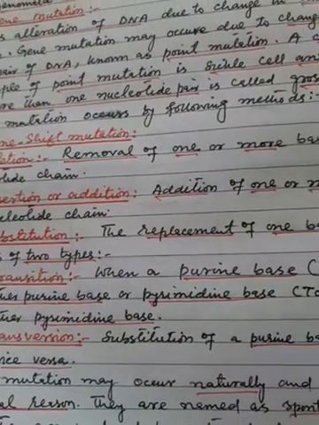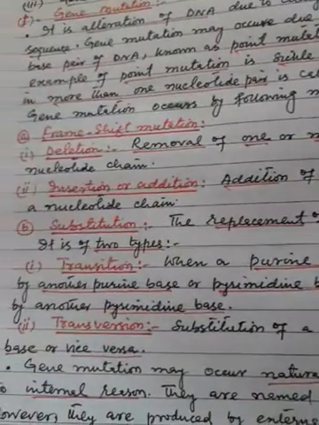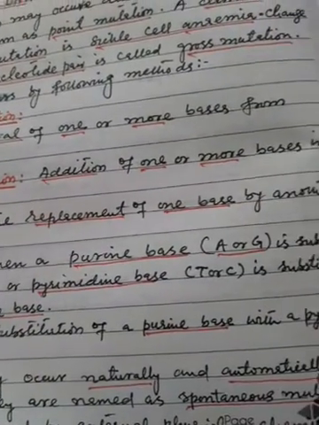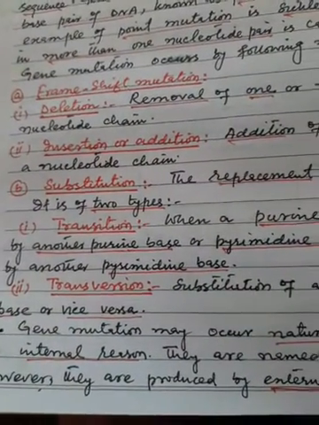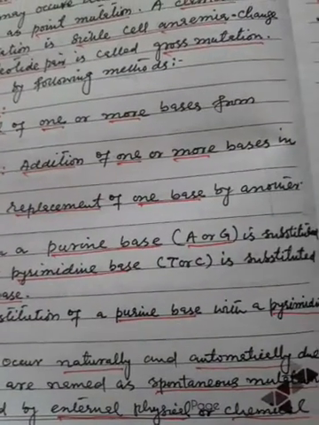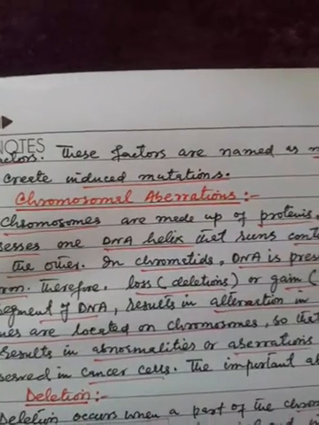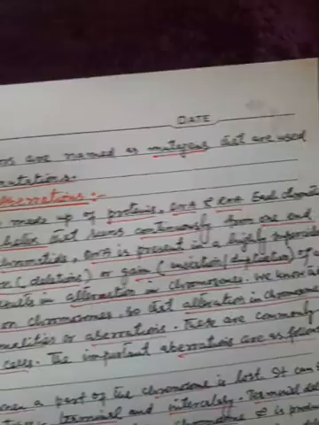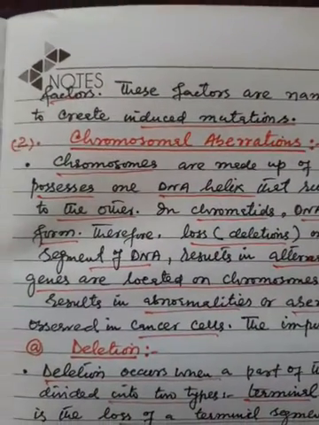Gene mutation may occur naturally and automatically due to internal reasons. They are named as spontaneous mutations. However, they can also be produced by external physical or chemical factors. These factors are named as mutagens, and they are used to create induced mutations.